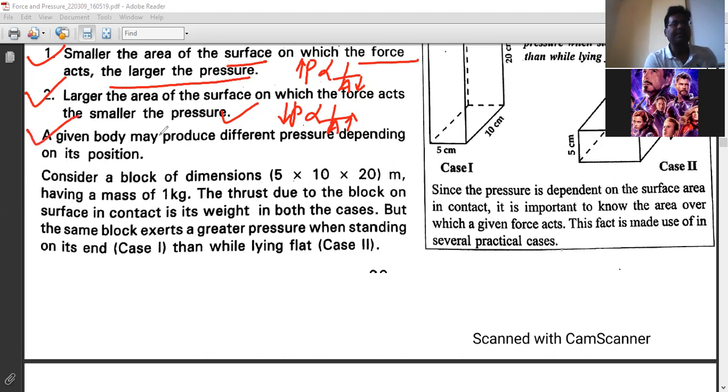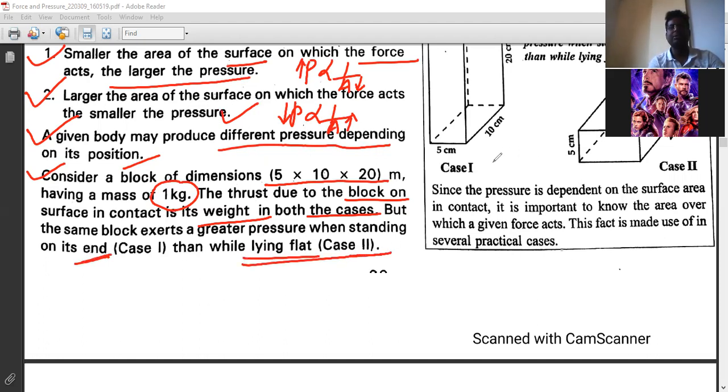So a given body may produce different pressure depending on the position, right? Consider a block of dimension 5 by 10 by 20 having a mass of 1 kg. Thrust due to the block on the surface in contact is its weight in both the cases, but the same block exerts a greater pressure when standing on it, right? And less while lying flat on the other side. So these are the two dimensions we have considered in the two cases. We are getting different values of pressure when we are applying the same force.